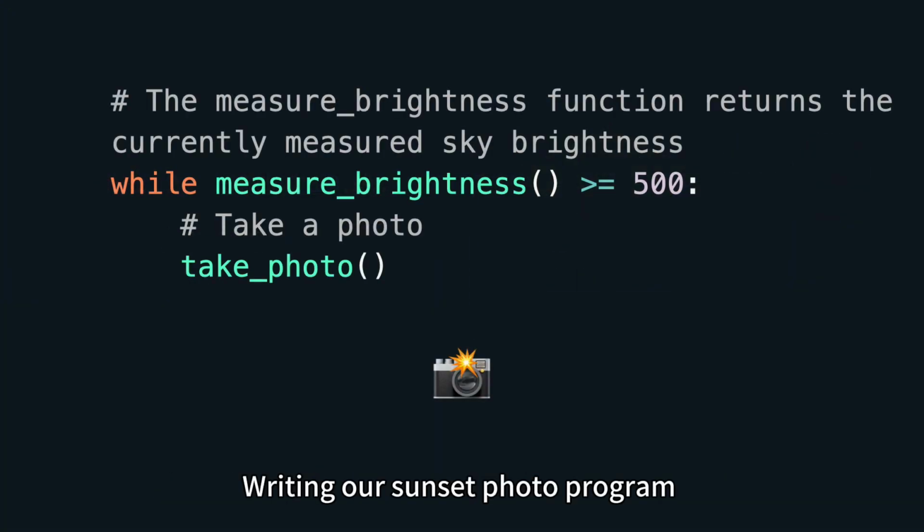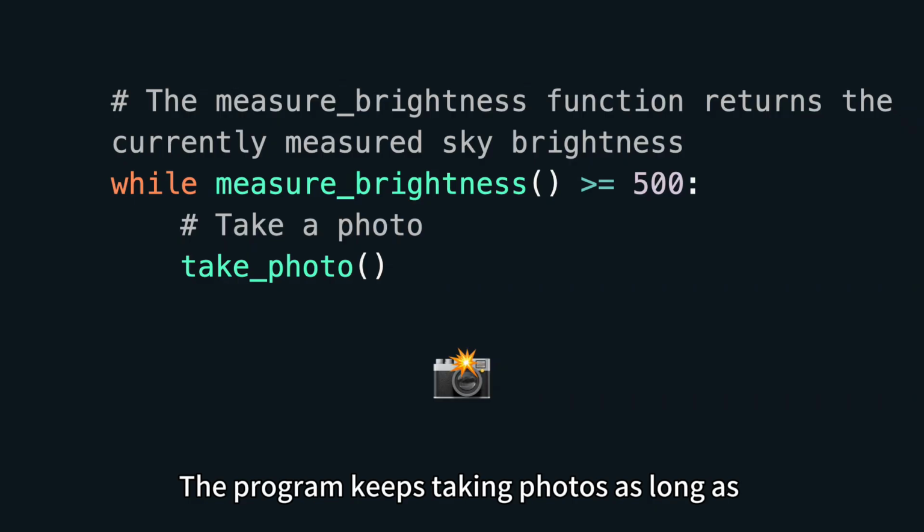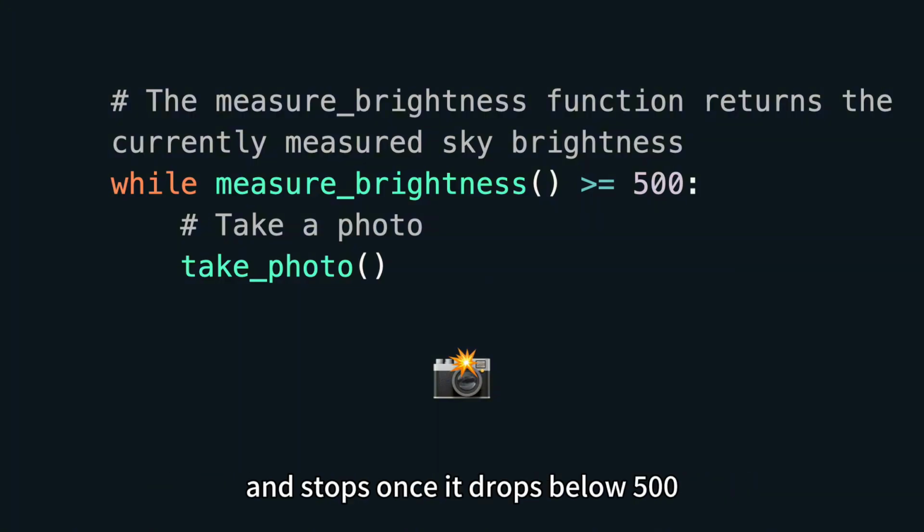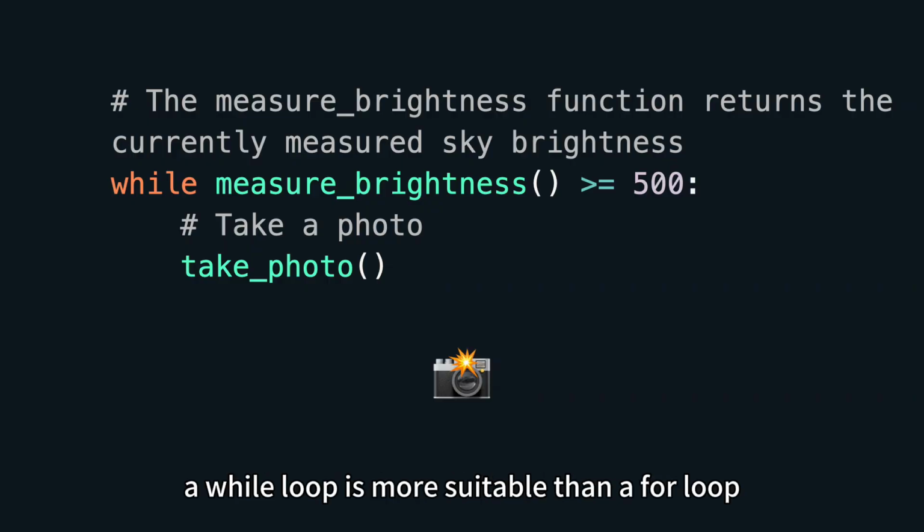Writing our sunset photo program with a while loop becomes very simple. The program keeps taking photos as long as the sky brightness is greater than or equal to 500 and stops once it drops below 500. This example shows that when you don't know in advance when a condition will end, a while loop is more suitable than a for loop.